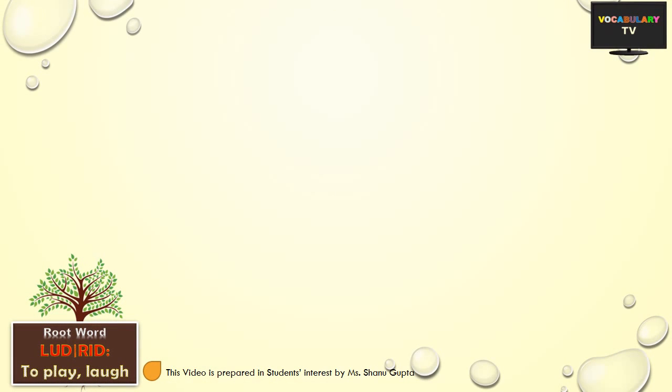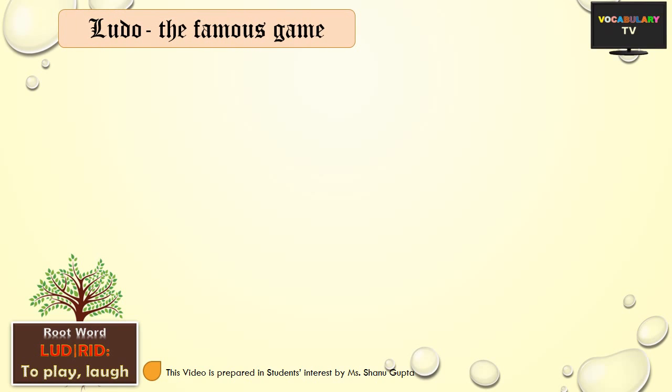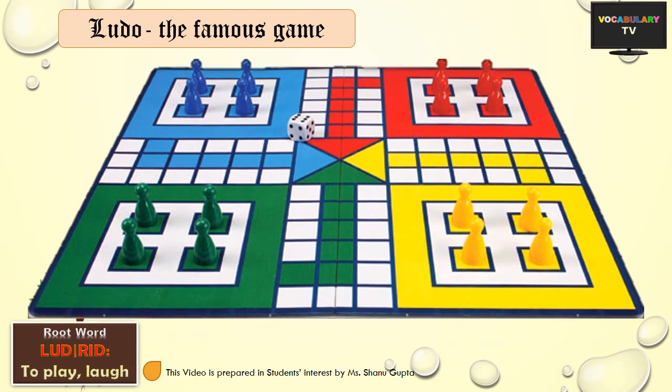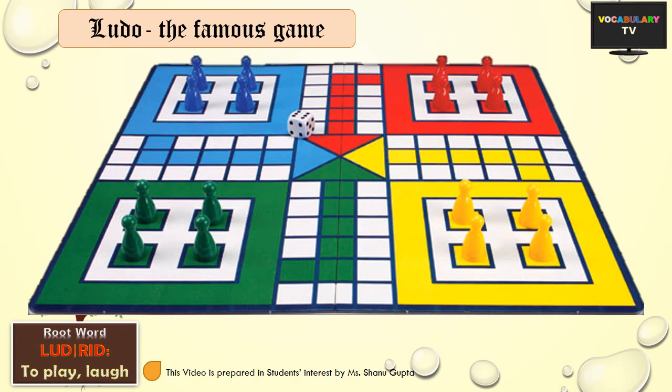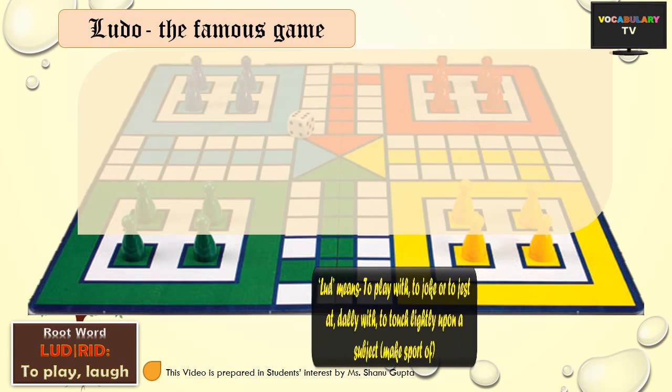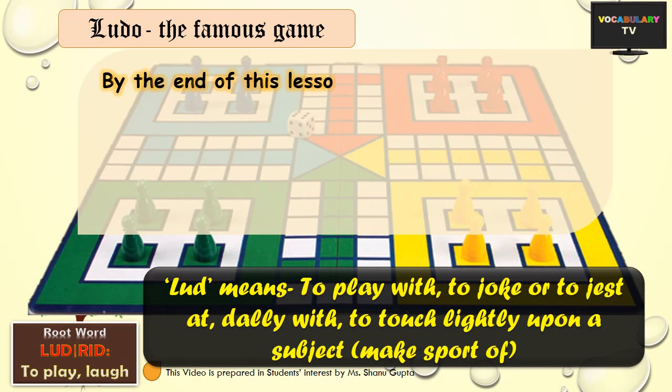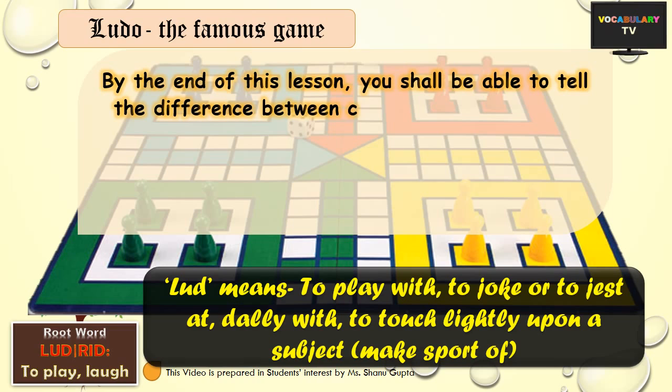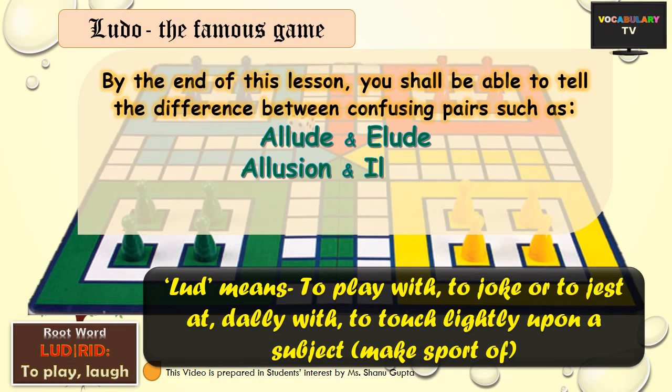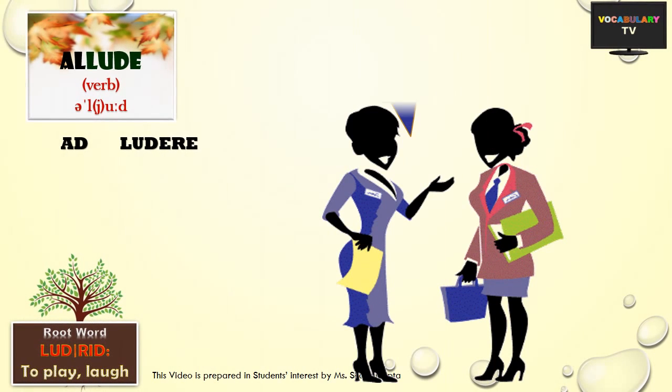Our first root is Lud. As to what the word root means, I am sure you would have played the famous game Ludo at some point in your life. And that's the hint. Ludo, being a game we play, derives from the word root Lud, meaning play. The root Lud and its variant Lus both mean to play. The words derived from the root will carry the meaning to play with, to joke or to jest at, to touch lightly upon a subject or to make a sport of something.